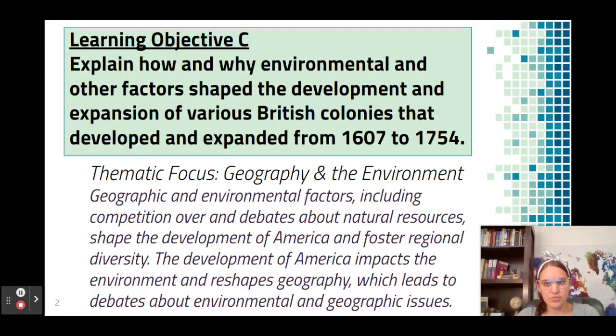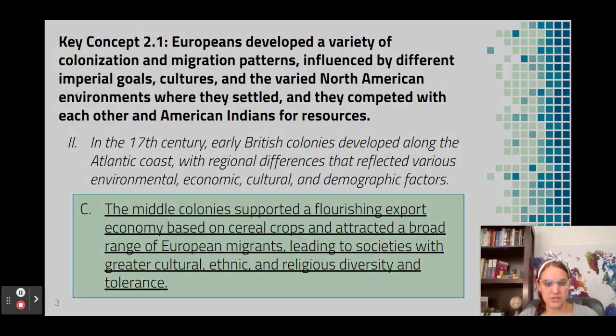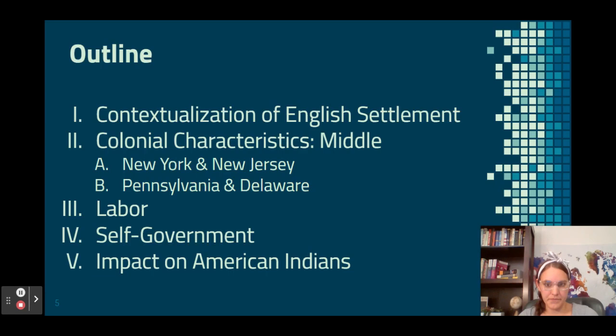So just a reminder of the objective that we've been going through. We're talking about how the environmental and other factors shape the development of the British colonies. And specifically with the middle colonies, what you need to know is that they supported a flourishing export economy based on cereal crops and attracted a broad range of European migrants, leading to societies with greater cultural, ethnic, and religious diversity and tolerance. And then additionally, each of these four mini lessons on the four colonial regions does look at their specific implementation of self-government.